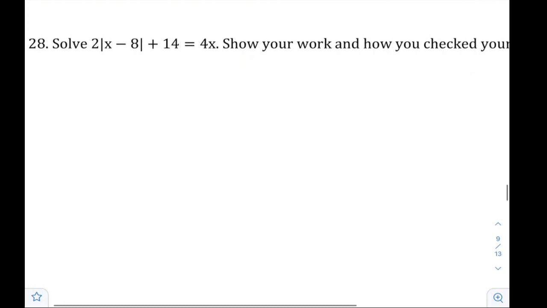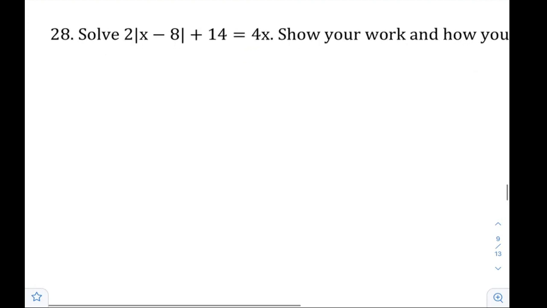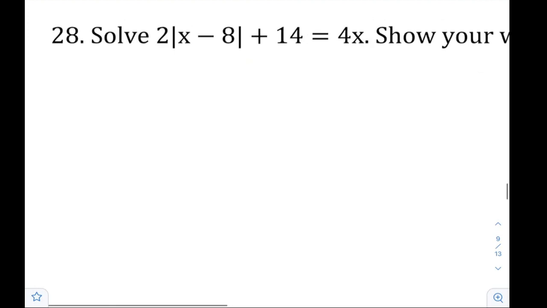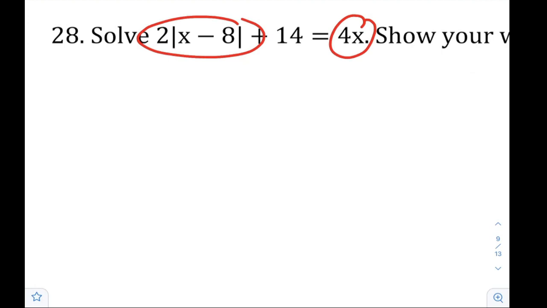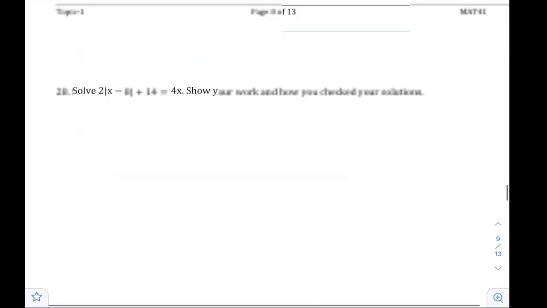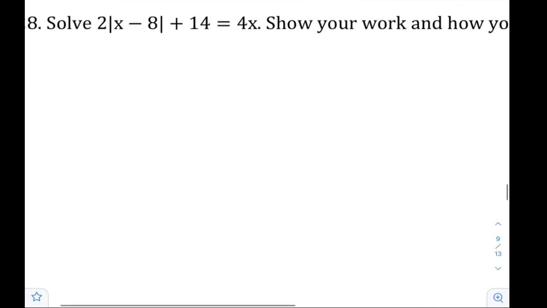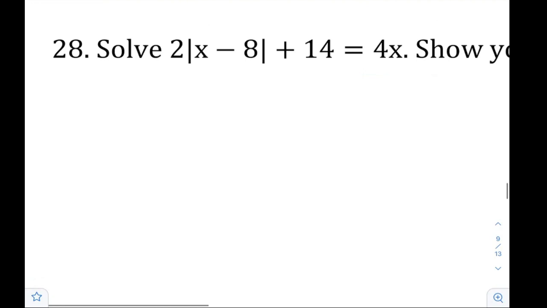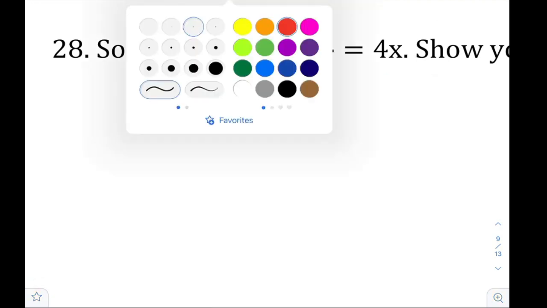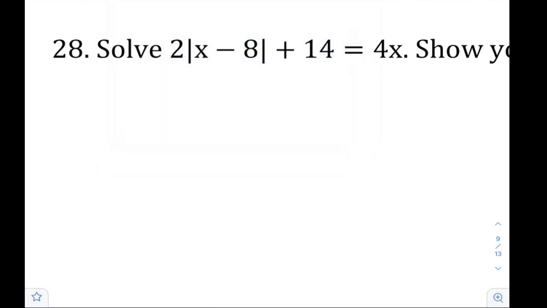Solve this equation, show your work. This is the kind of equation that you should be very careful with when you solve, because we have a variable on both sides. We have a variable here and a variable there. So it is very important to check, even if you are not asked. You need to check the solution, because if you have a variable on both sides, you might have one of them not acceptable.